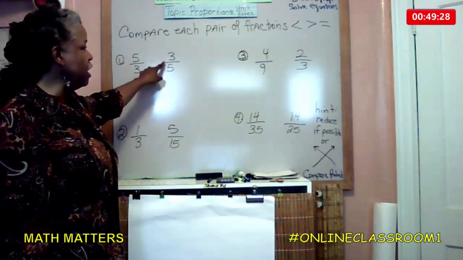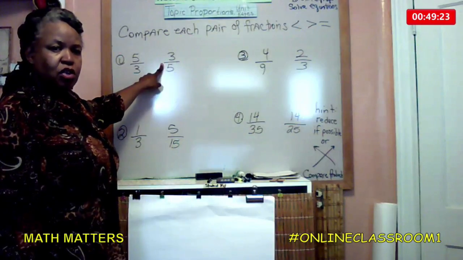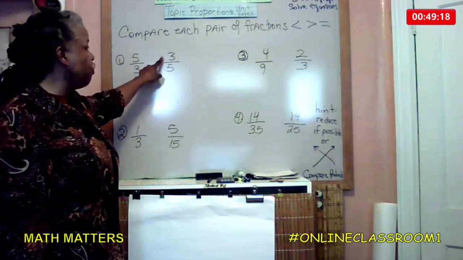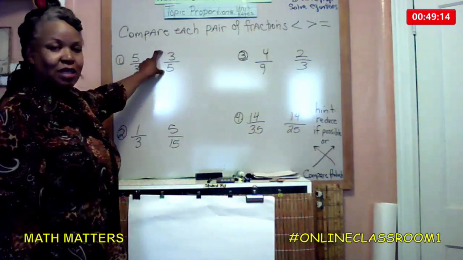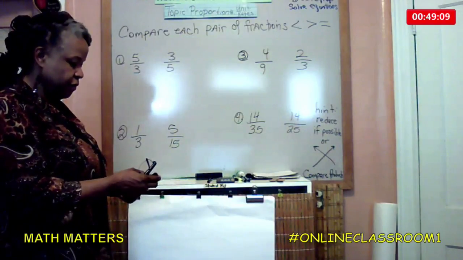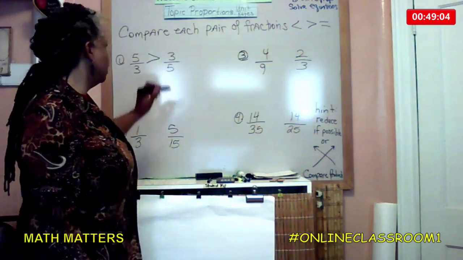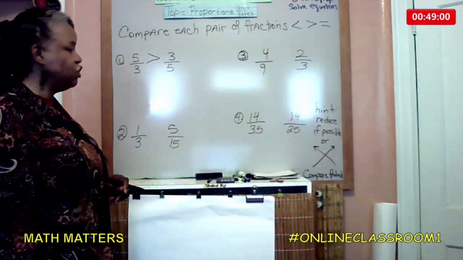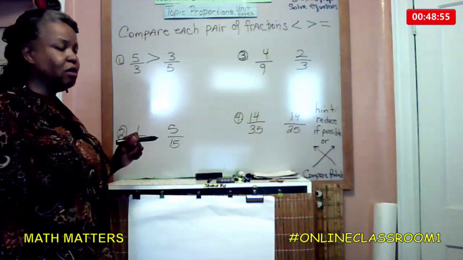Compared to 3/5, is this greater than 1 or less than 1? You have to realize that 5 over 5 is equal to 1. So 3 over 5 is less than 1. So if this one's greater than 1 and this one's less than 1, which one do you think is bigger? The one that's greater than 1 is bigger. 5/3 is larger than 3/5. That's one way to work it out. Let's look at another way.